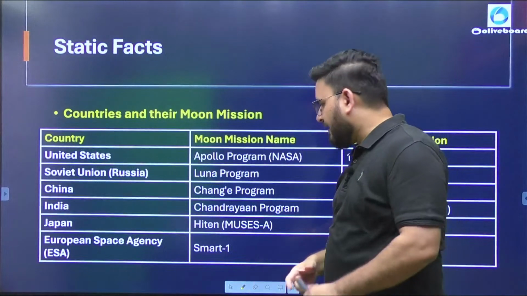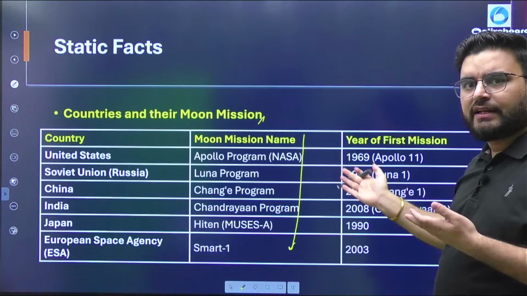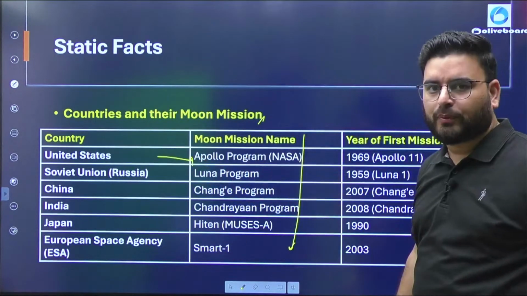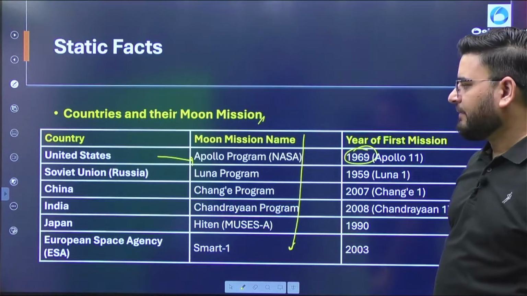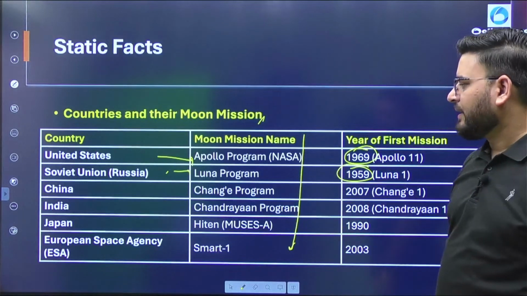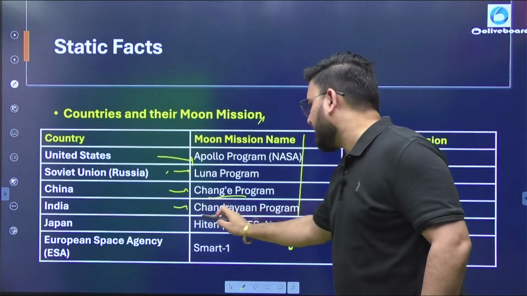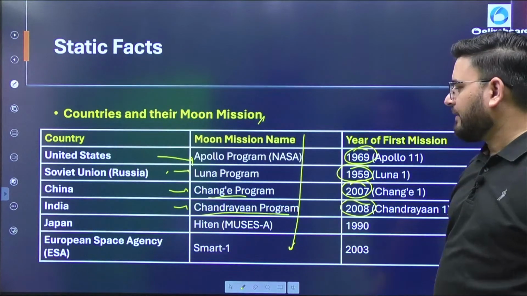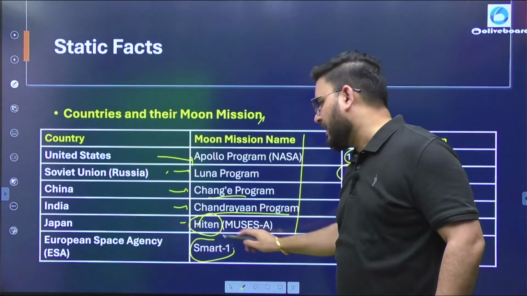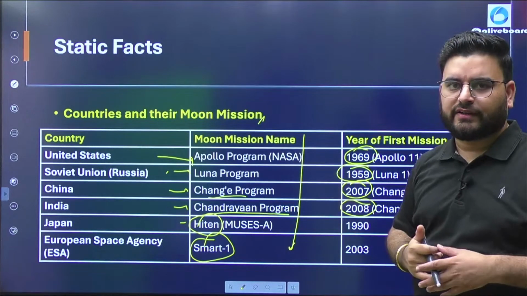I have given you some moon missions of different countries here, and which country has which mission. Just remember: the United States has the Apollo program, launched in 1969. The Soviet Union has the Luna program, in 1959. China has Chang'e, in 2007. India has the Chandrayaan program, launched in 2008. Japan has Hiten, and the European Space Agency is clear. These are some names of different lunar programs.